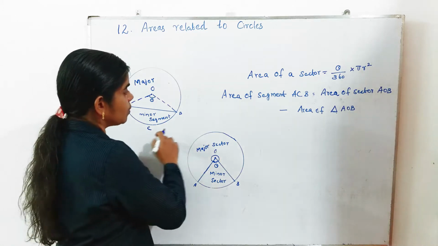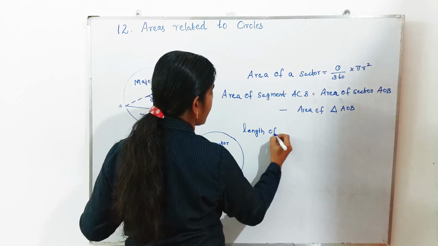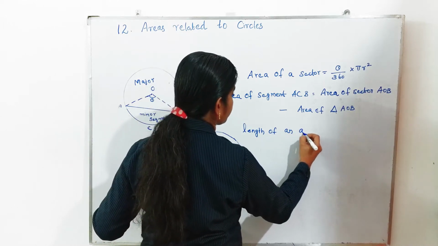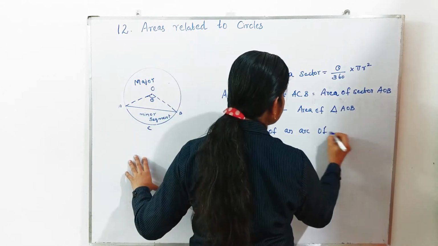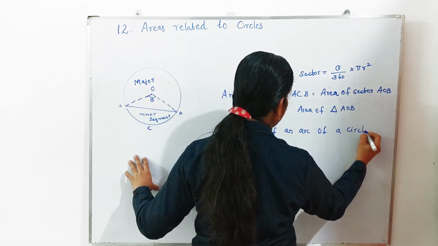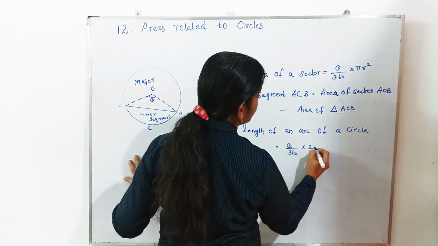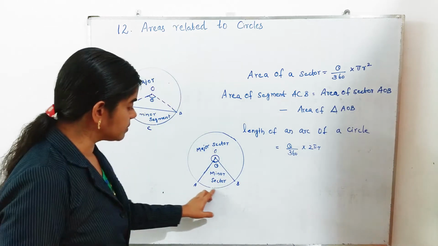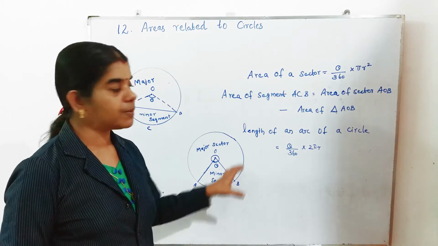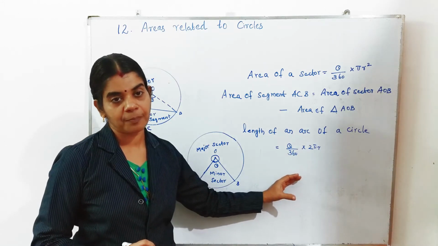Then length of an arc you want to find out. Length of an arc of a circle is equal to theta by 360 into 2 pi r. If you want to find this length of the arc, this only AB you want to find out, the formula is theta by 360 into 2 pi r.